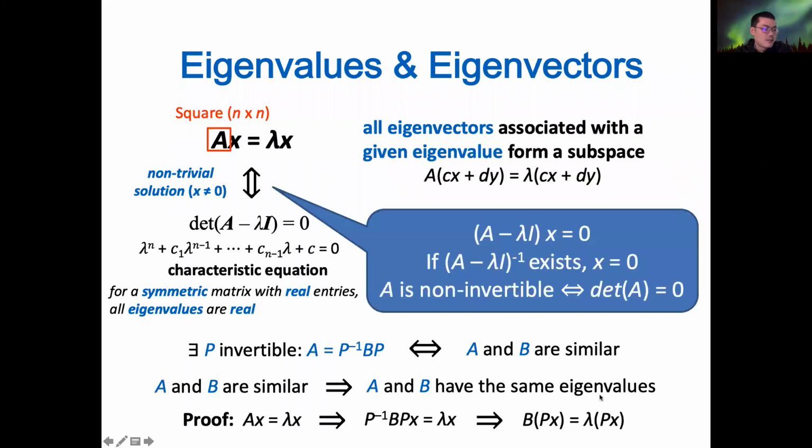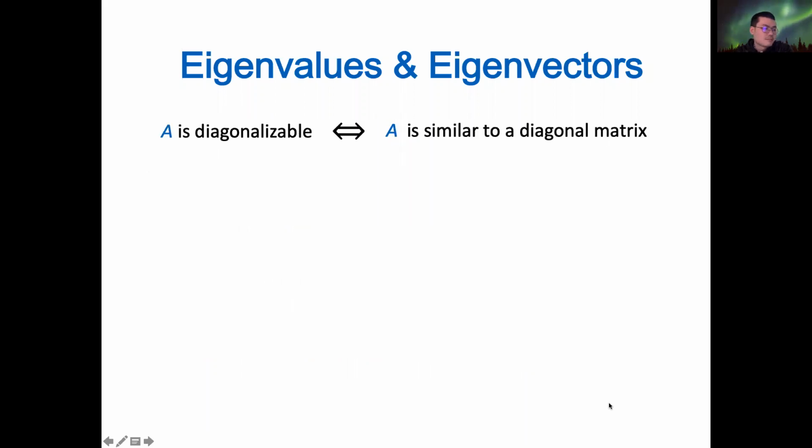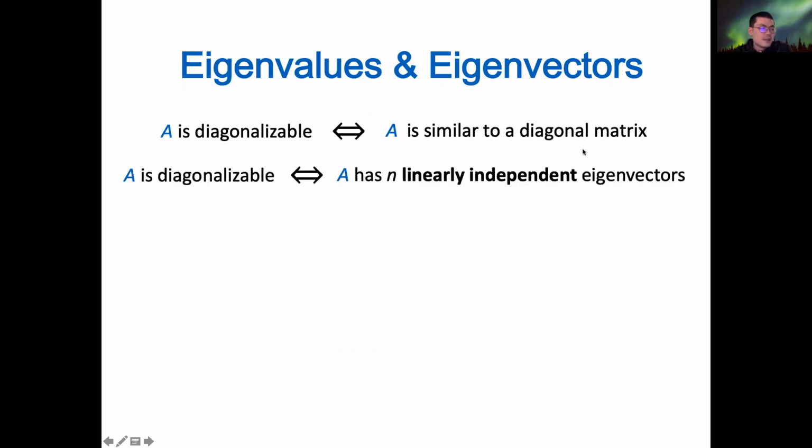As we said, eigenvalues are the features of that matrix. If your A has the same features as another matrix that's diagonal, then you are diagonalizable, and A is similar to a diagonal matrix. These are equivalent, because this is the definition of diagonalizable. But more important is this.